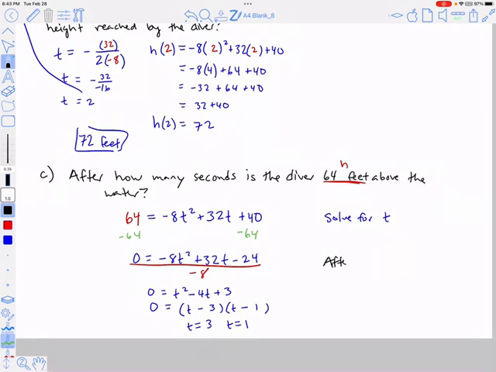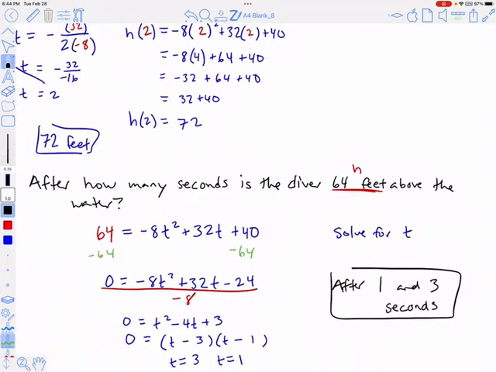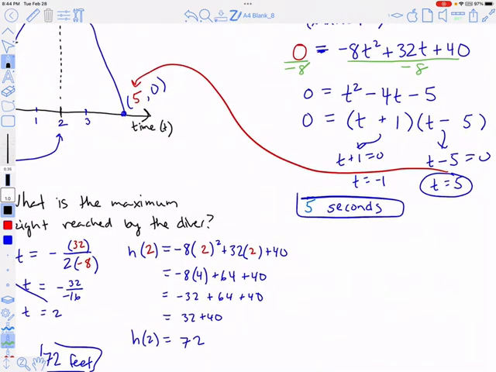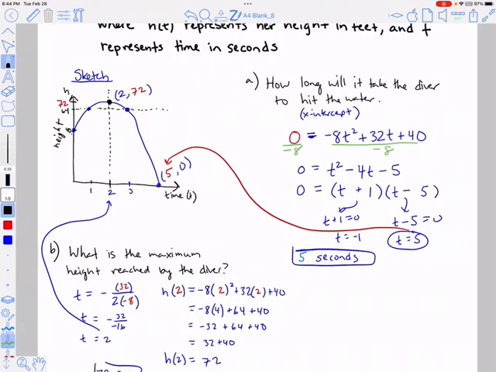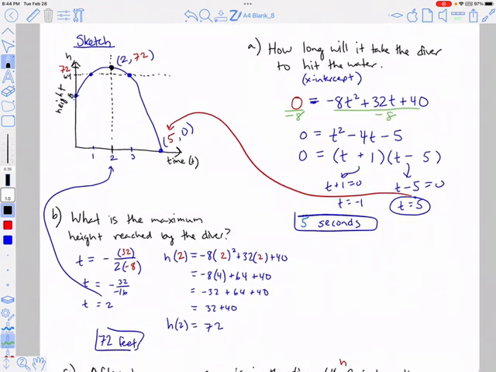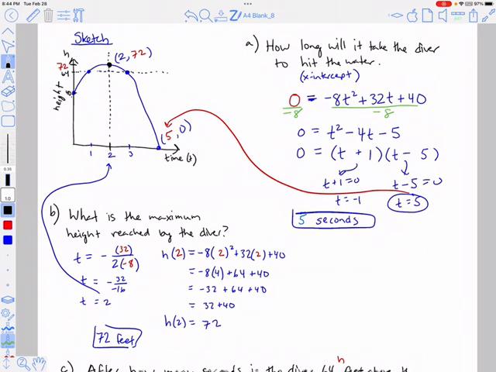Okay, so here are some good examples of using the function that you're given to suit your needs, to answer whatever question's being asked. Sometimes you want to find the vertex. Sometimes you want to find the x-coordinate of the vertex. So for instance, if question B had been how long does it take to reach your maximum height, instead of what is the maximum height, then the 2 would have been the answer instead of the 72. So you have to pay close attention to what you are being asked for, and then find the appropriate thing. And the sketch can really help with that.